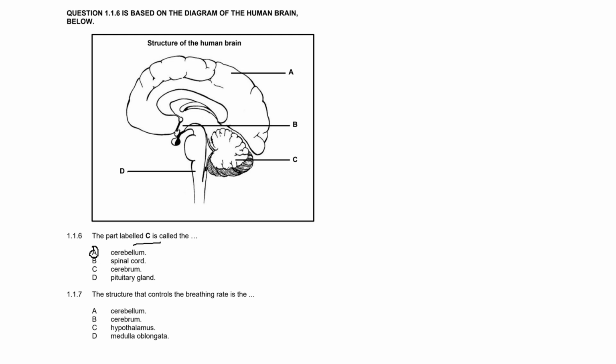Number 7, the structure that controls the breathing rate. Again, they're asking for a function. So basically, I need to know the function of the different four options. From the given four options, which one is there for breathing rate? Remember, whoever is there for breathing rate, that's the medulla oblongata. In grade 11, the topic of gaseous exchange, we know that medulla oblongata is there to control the breathing rate. So whenever you hear the words breathing rate, you must think of the medulla oblongata.